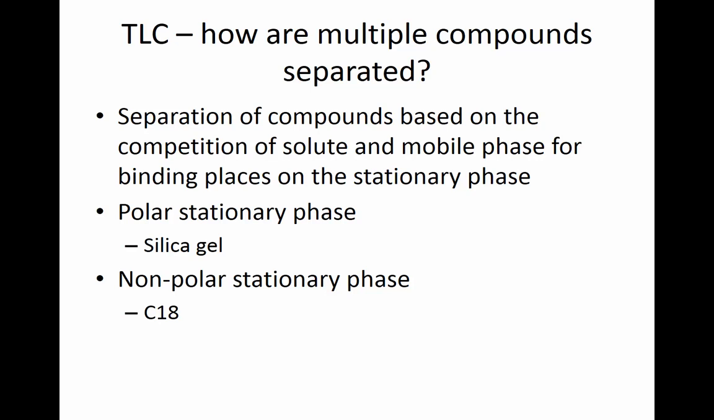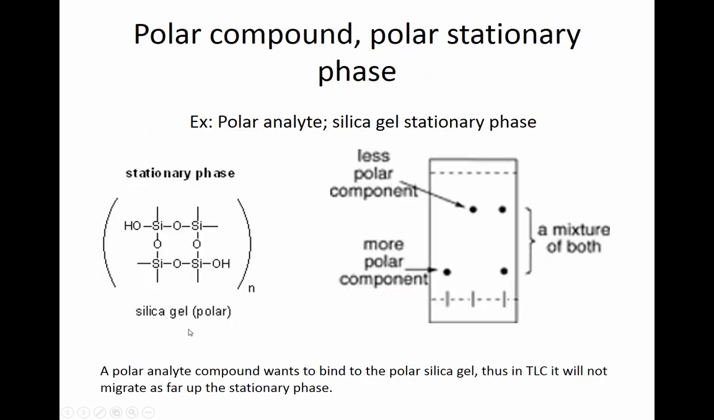And so how are multiple compounds separated? Well, these compounds can be separated based on the competition of solute and mobile phase for binding places on the stationary phase. So the mobile phase is attracted to the stationary phase, and the analyte is attracted to the stationary phase. If you are looking at polar interactions, you would use a polar stationary phase like silica gel. If you're looking for a nonpolar interaction, you use nonpolar stationary phase. For example, this polymer C18 is useful.